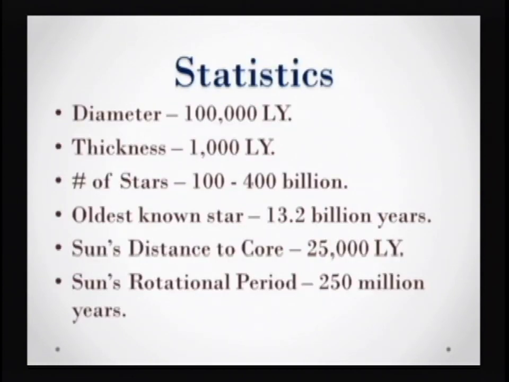Now, in terms of statistics of our Milky Way, the diameter, like I said, is right around 100,000 light years. The thickness is about 1,000 to 2,000 light years. So obviously, guys, it's much wider than it is thick. We have between 100 and 400 billion stars. And guys, we are certainly not the largest galaxy out there. The oldest known star is about 13.2 billion years, so it's a little bit younger than the age of the universe. Notice that we're about 25,000 light years out. And like I said, it takes about 240, 250 million years to go around the galactic core once. So, guys, we have done that several times in our time that we've been around.